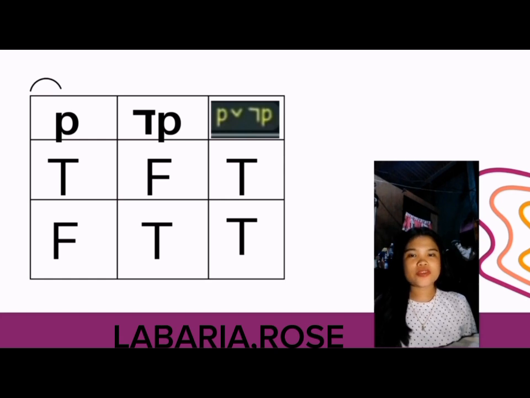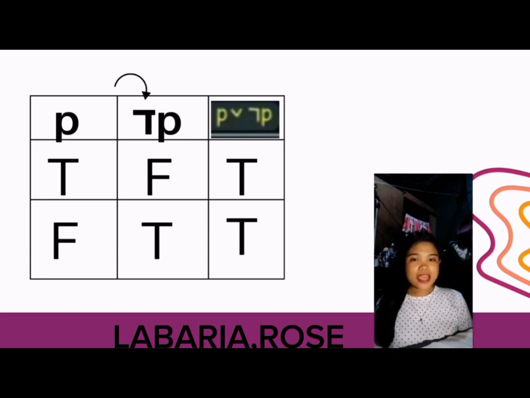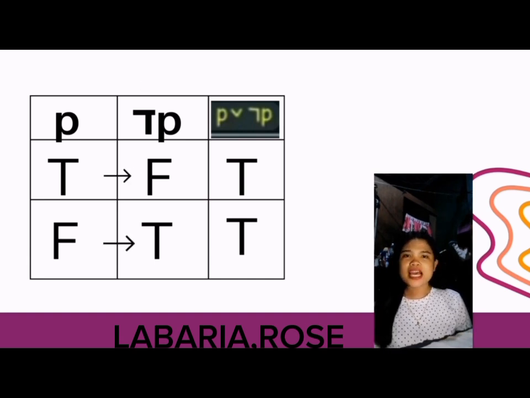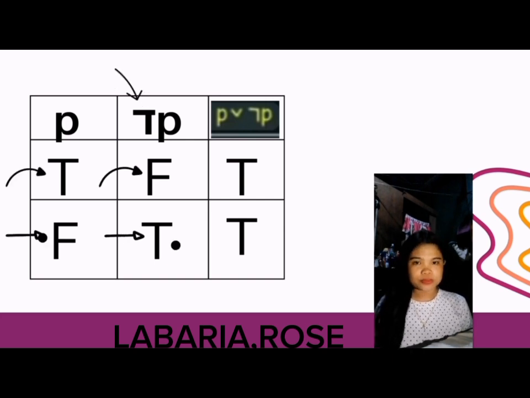I am considering one proposition called P. Now we know that there are two possible truth values of this particular proposition, that is true or false. The second one is not P, which would be false, true. As we know, not P means that whenever P is true, then not P will be false, and whenever P is false, then not P will be true.